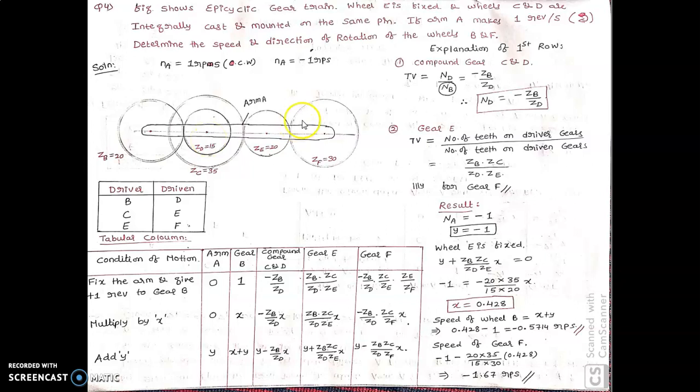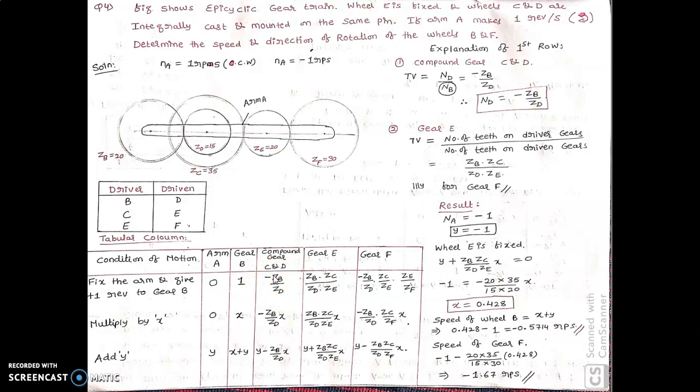Now in the first step we are giving +1 revolution to gear B. So NB is equal to 1. If NB is equal to 1, what will happen to ND? It is minus ZB by ZD. The same value we have written here. It means that ND will rotate this much quantity, with the minus sign. Clear? That's why I have written it here.